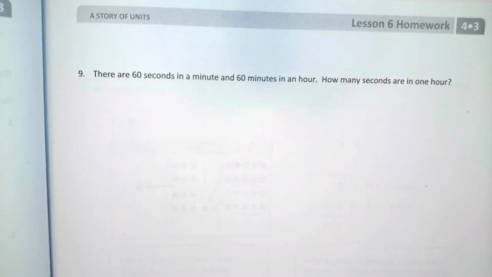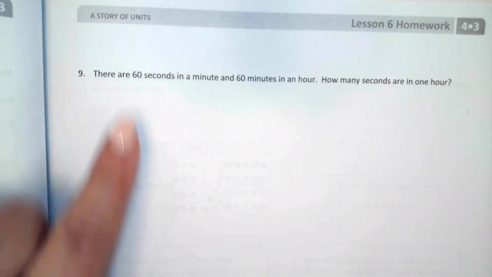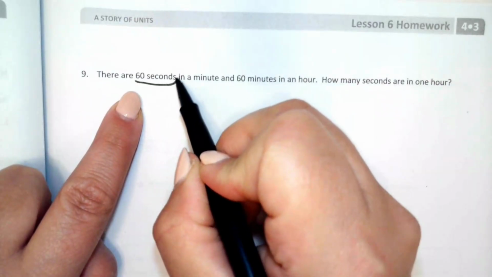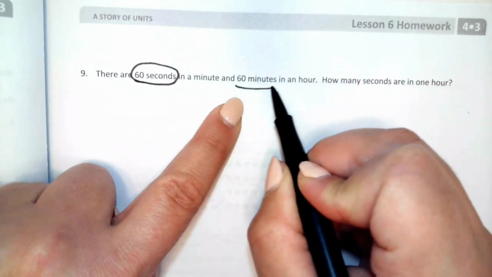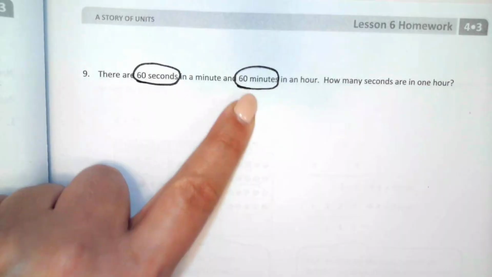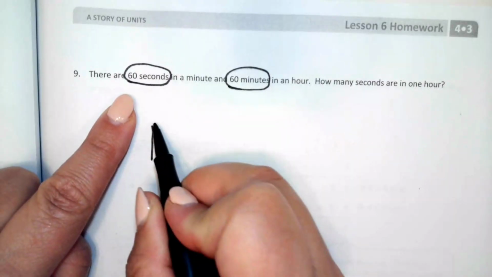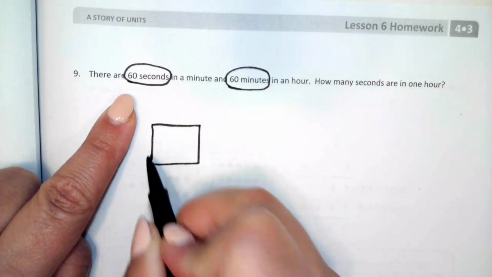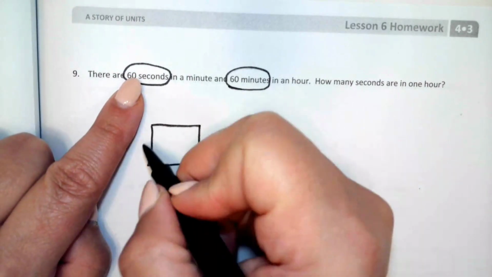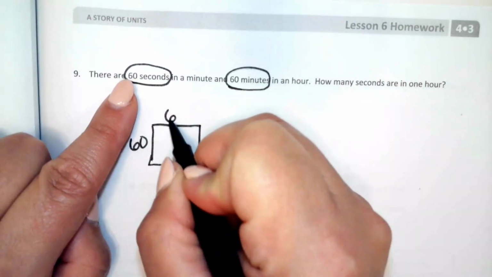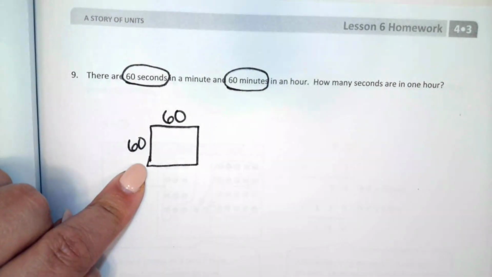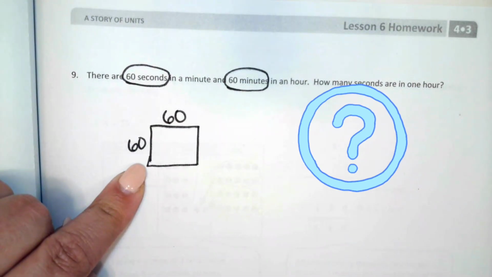There are 60 seconds in a minute and 60 minutes in an hour. How many seconds are in 1 hour? So 60 seconds in a minute and 60 minutes in an hour. What are we going to do to solve this? Let's make our area model. We're going to multiply 60 times 60.